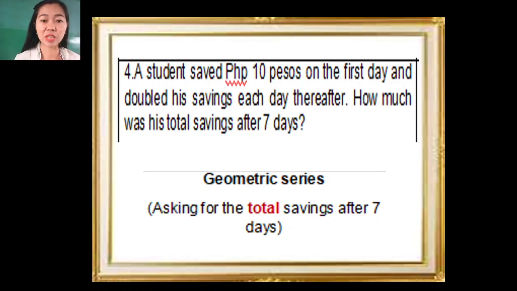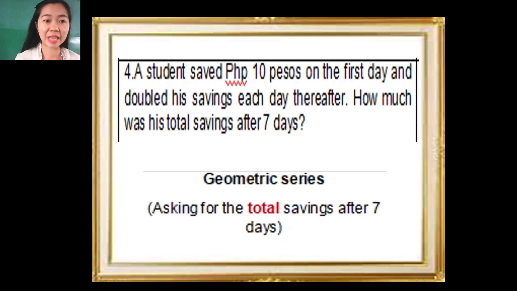And this problem is a geometric series because the series will be 10 plus 20 plus 40 plus 80 and so on up to the 7th term. And you are asked to find the total savings after 7 days. So again, the word total is emphasized, meaning you need to find the sum. You are going to apply the addition operation, and the formula that you are going to use is the formula for finding S sub 7 for a geometric sequence. Since this is a problem involving finding the total, finding the sum, this is a geometric series.